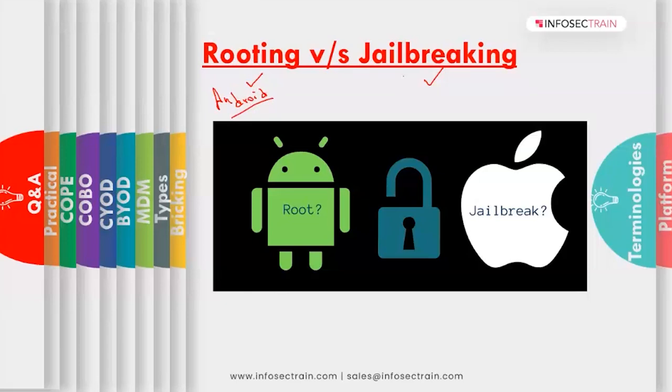What is jailbreaking? Great. So jailbreaking is done in iOS and it's the same, breaking the security barrier which is provided by the vendor, because you are not the owner of that mobile phone. You cannot install third party applications in iOS. So if you want to install some third party applications, even for testing, then you can use some tools for jailbreaking.